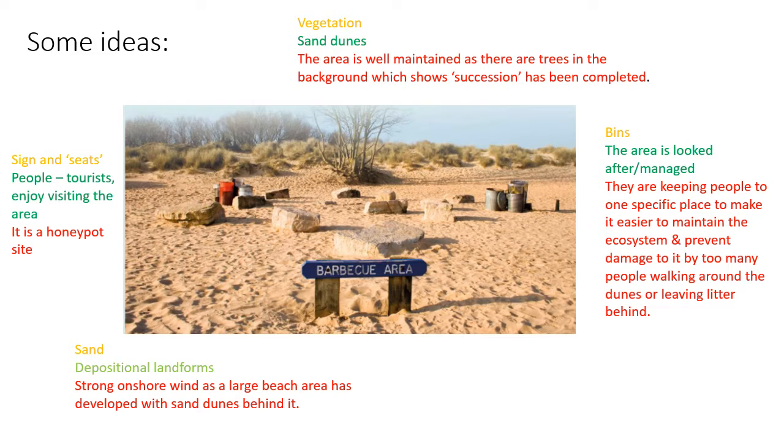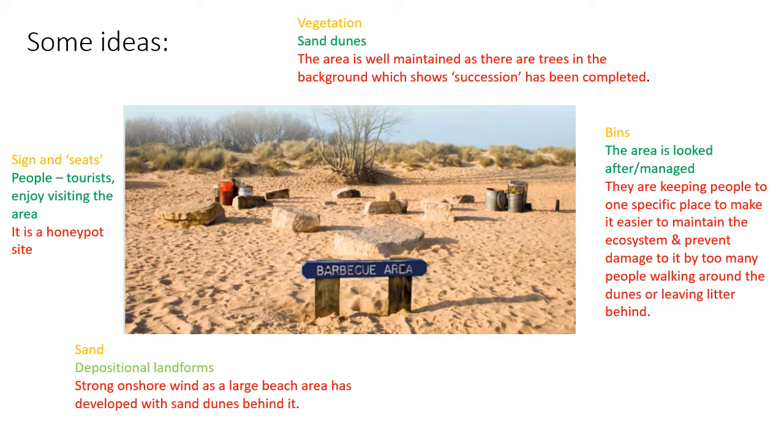There's sand. Depositional landforms here. This is obviously a beach, and again with sand dunes in the background. So there's a strong onshore wind, the wind coming onto the shore as a large beach area has developed with sand dunes behind it. Clearly not too much heavy erosion going on this particular beach.